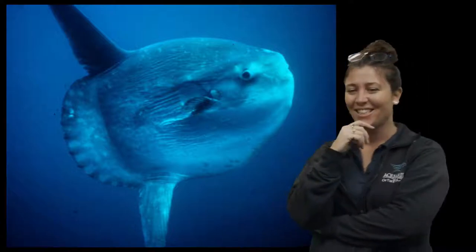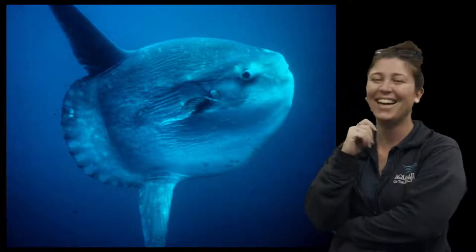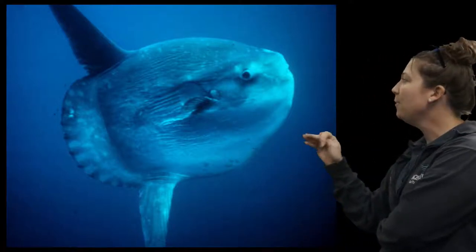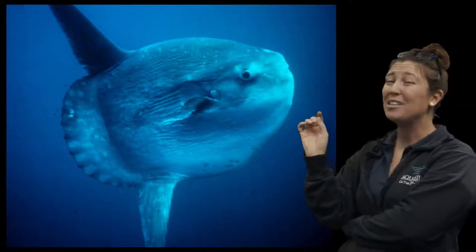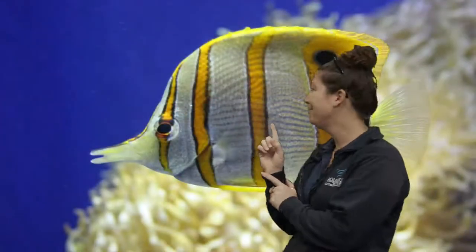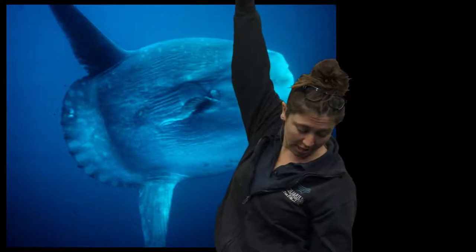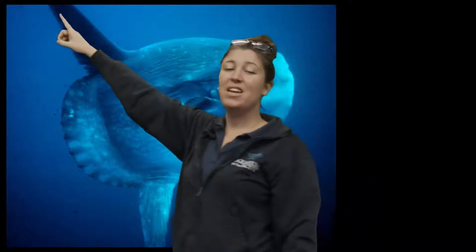This fish has a little bit different body shape, but also size. That butterfly fish we just looked at, maybe the size of your hand. Okay, this one, little fish. The mola mola, everybody reach your hand way up to the ceiling. Reach your other hand way down to the ground. And you might be about the size of a mola mola. They can get 13 feet from the top to the bottom here. So they're really, really big.